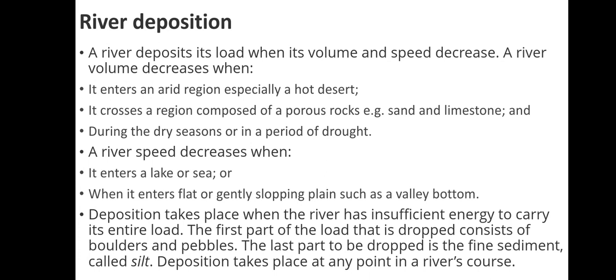A river's volume decreases in these situations. First, when it enters an arid region, especially a hot desert, whereby the water volume might decrease, leading to the deposition of the materials carried in the river channel. The other is when it crosses a region composed of porous rocks, for example sand and limestone, and during the dry seasons or in periods of drought. So the river volume decreases during these factors.